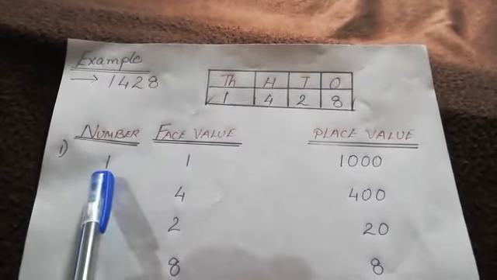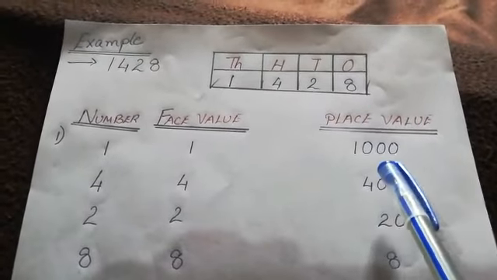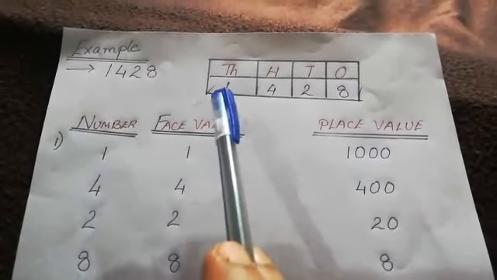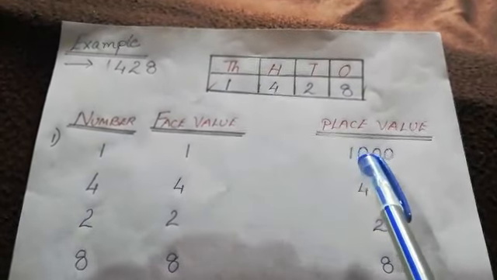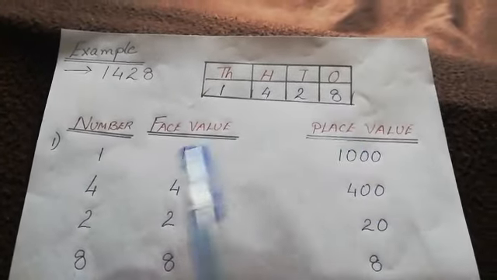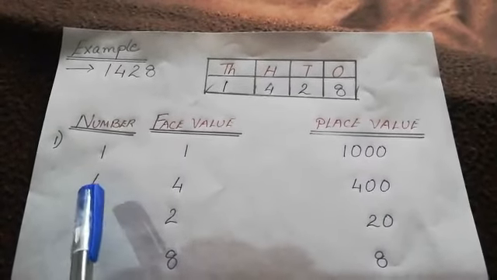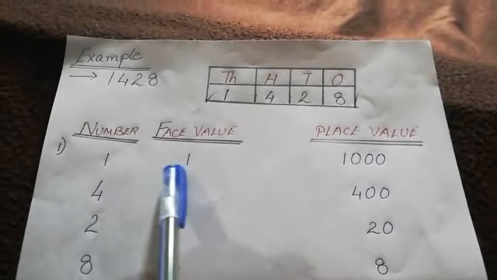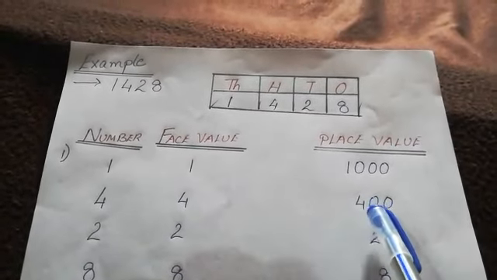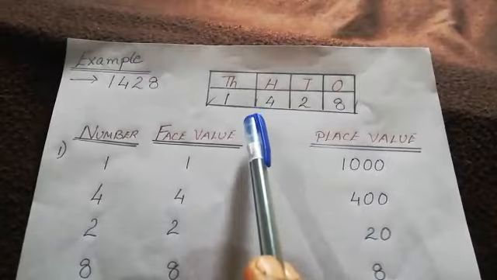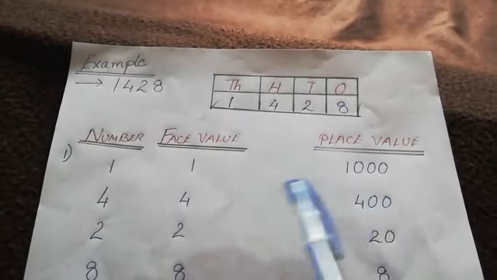So what is the face value of 1? 1. What is the place value of 1 now? 1 is at the thousands place. So 1 into 1000, 1000. Next, 4. What is the face value of 4? Face value, the number itself, 4. What is the place value? 4 is at the hundreds place. So 4 into 100, 400.